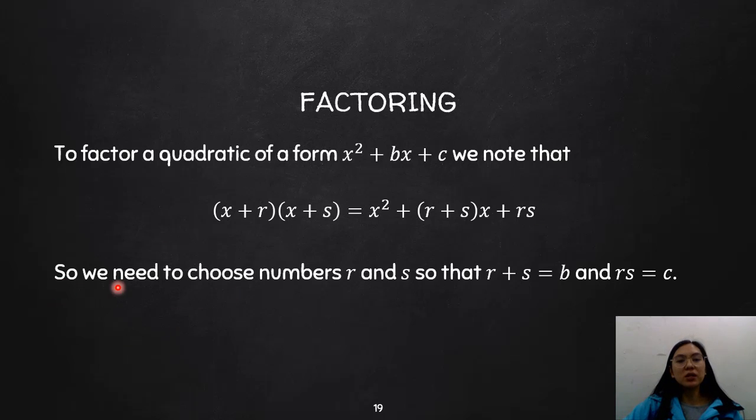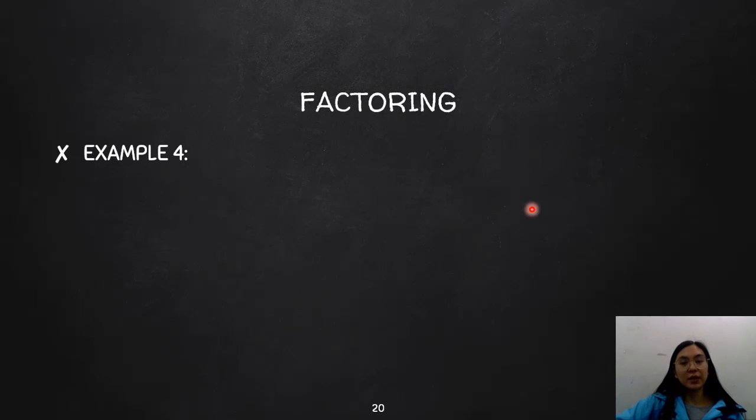It says here, we need to choose numbers r and s so that r plus s is equal to b and r times s is equal to c. Diba? Such that, itong r plus s na kukunin natin, dapat equal siya sa b, and then pag minultiply natin si r and s, is equal siya dun sa c. So, let's have an example para mas klaro.